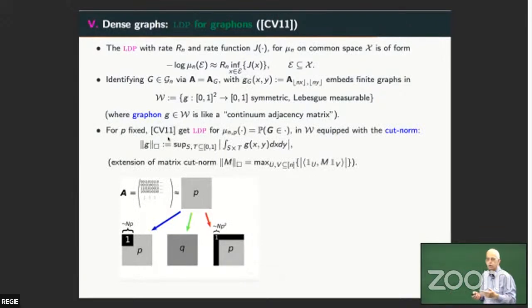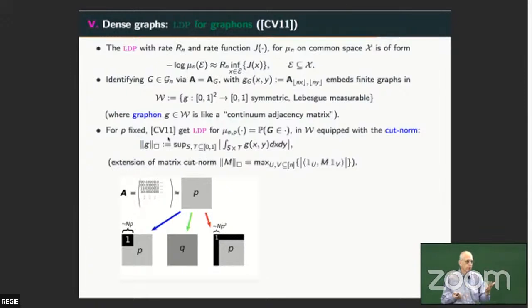And to put some topology, you need to put a distance or a metric. The metric that people put there is a cut norm metric, which is given by this formula, which is a generalization of the cut norm for a matrix. For a matrix, the cut norm is to take the matrix M, choose two subsets of rows and columns, sum all the entries of the matrix in these rows and columns, take the absolute value, and take the maximum over all the choices of rows and columns.